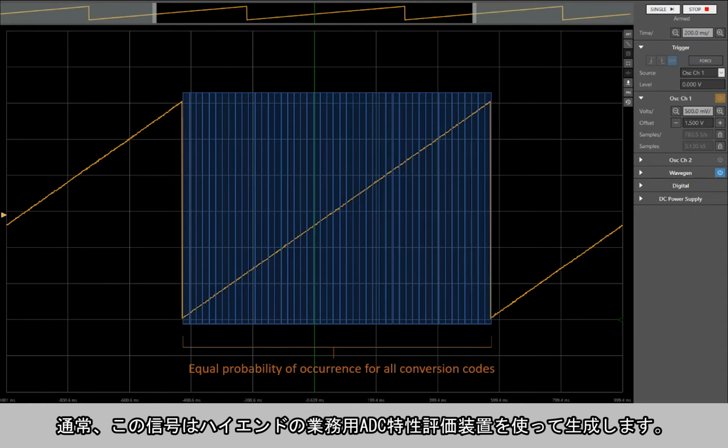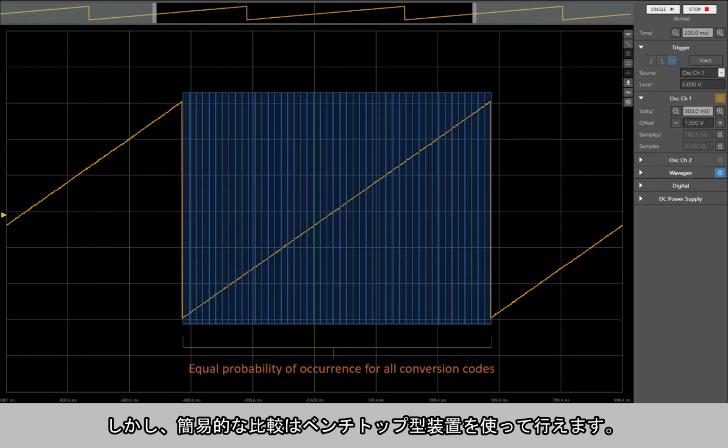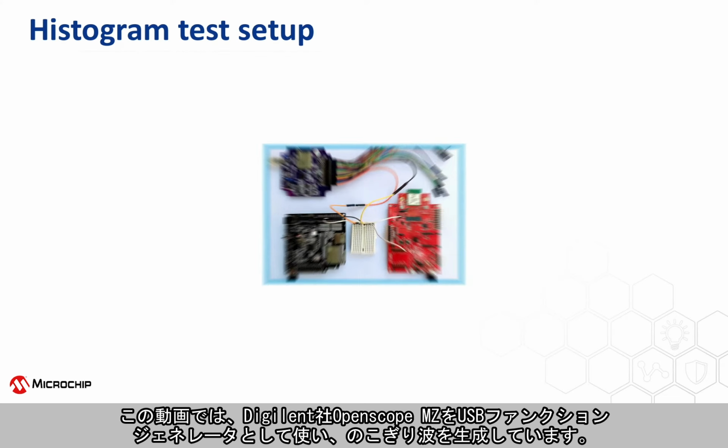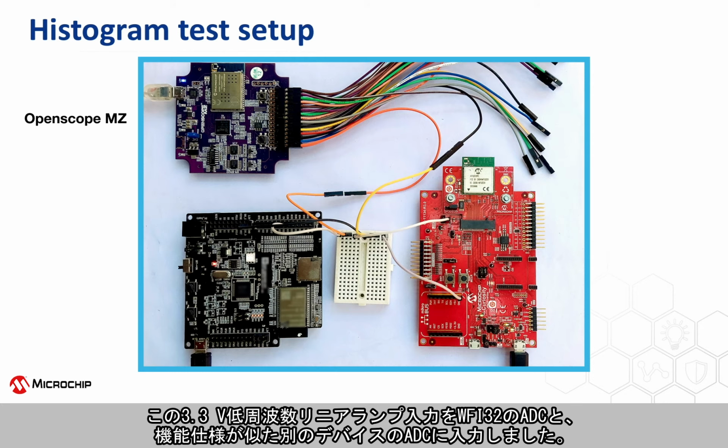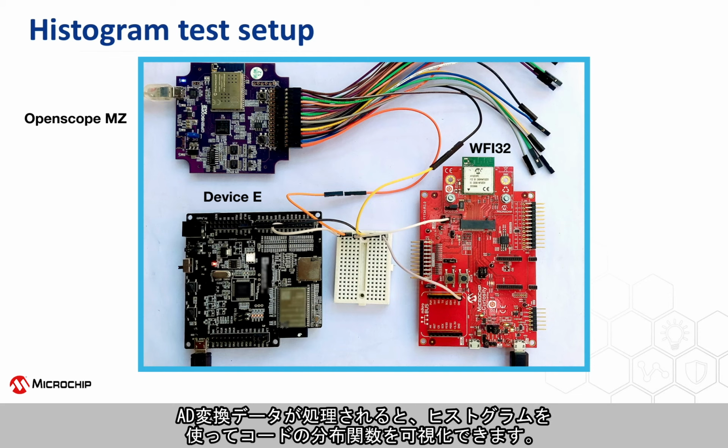This signal is typically generated using high-end, professional ADC characterization equipment. However, we can use benchtop equipment for a quick comparison. This video uses an OpenScope MZ from Digilent as a USB function generator to generate a sawtooth wave. We fed this 3.3-volt low-frequency linear ramp input to the ADC of the WFI32 and another device with similar functionality and specifications. Once the ADC conversion data is processed, we can visualize the code distribution function using a histogram.